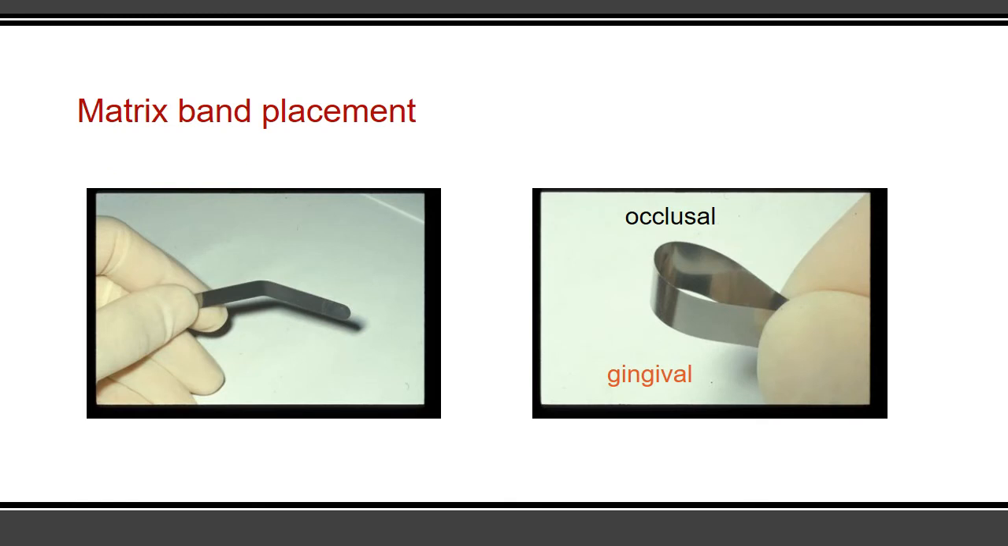So pretty much what we're going to do is take a matrix band, and the way it's placed is your matrix band will either look like an upside down V or a regular V. And the way it works is once you've curved it, you want the pointy part of the V to be facing occlusally, and you want the open part of the V gingivally. And once you curl it up, it's going to look like this. So this is the pointy part, and this is the undersurface. So occlusal, gingival.